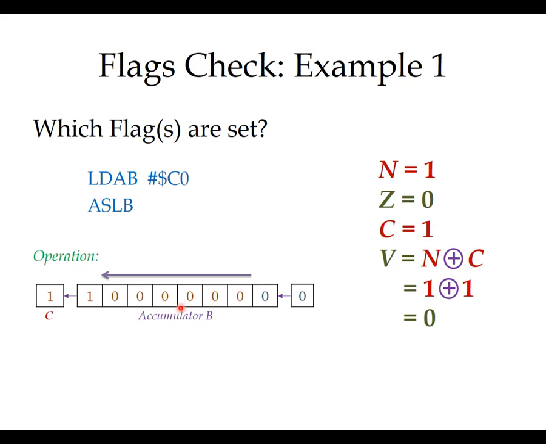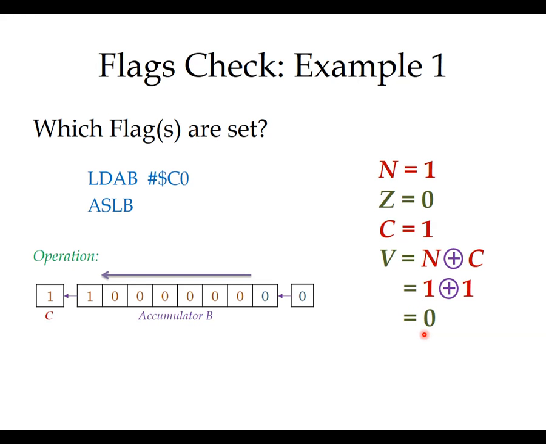Again, the V flag. This is not an addition or a subtraction, so we go by the rule. The rule for the V flag is N exclusive OR C. I already know my N is 1, and my C is also 1, and my operation is exclusive OR. Remember, exclusive OR gives you high when the two inputs are different, opposite. Now they are not opposite, they are the same, so the outcome is 0. So I know that my V flag will be 0.